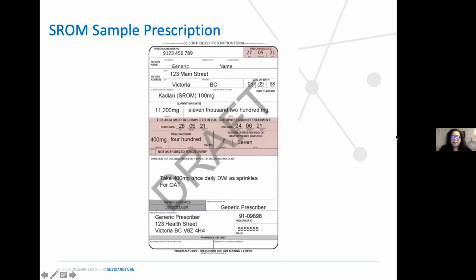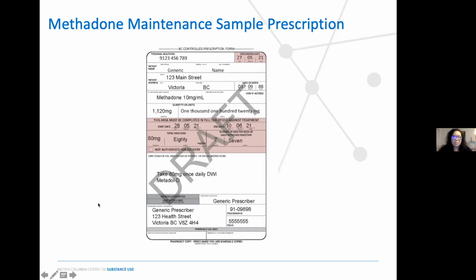This is an example of a Kadian or slow release oral morphine capsule, and really straightforward. If sprinkle is not needed, you just say no sprinkle. Pretty much straightforward in terms of slow release oral morphine. You have the start and stop dates written. You have all the milligrams written out accordingly. And again, it's actually a lot more space compared to previous old scripts. Methadone maintenance, again, really straightforward.